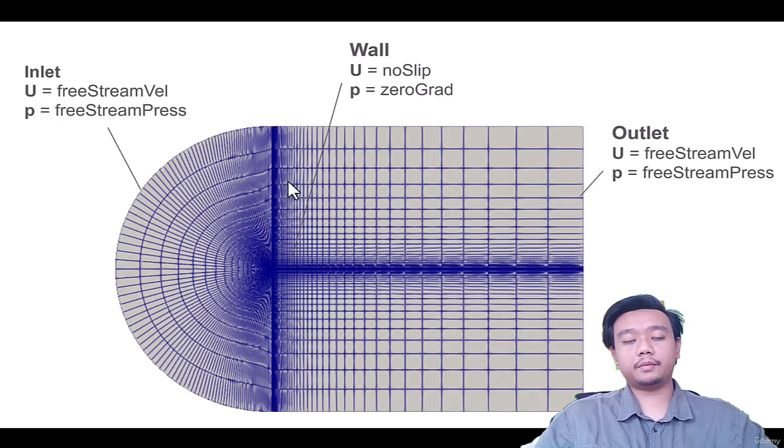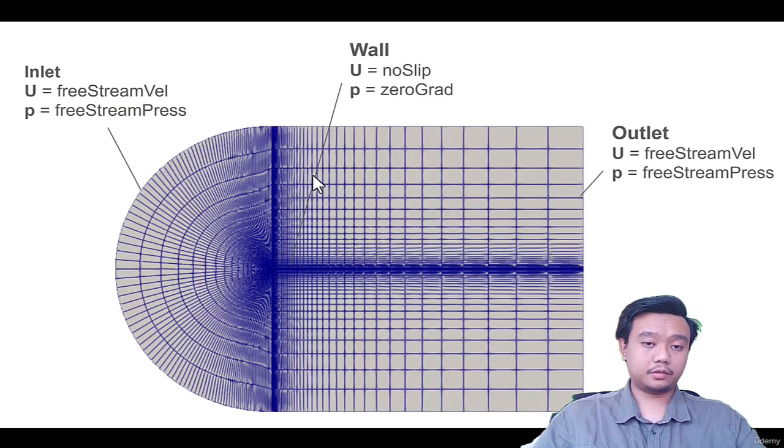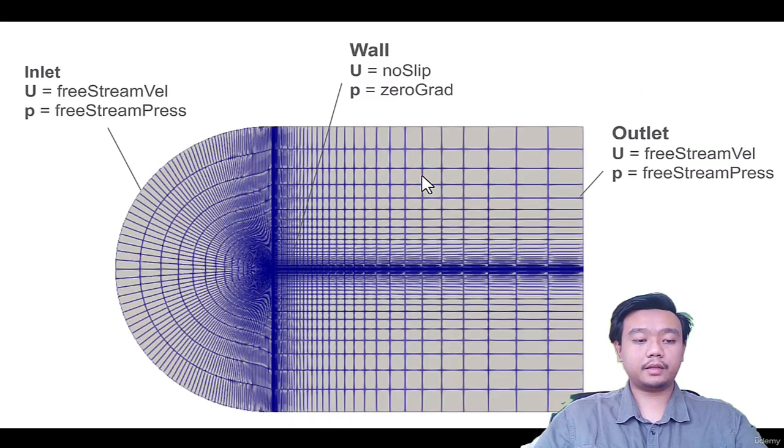But the problem with that is you use a lot of computational effort if you use this kind of mesh. So sometimes we just make a highly extreme grading like this to accommodate the free stream velocity. So let's check our case file.